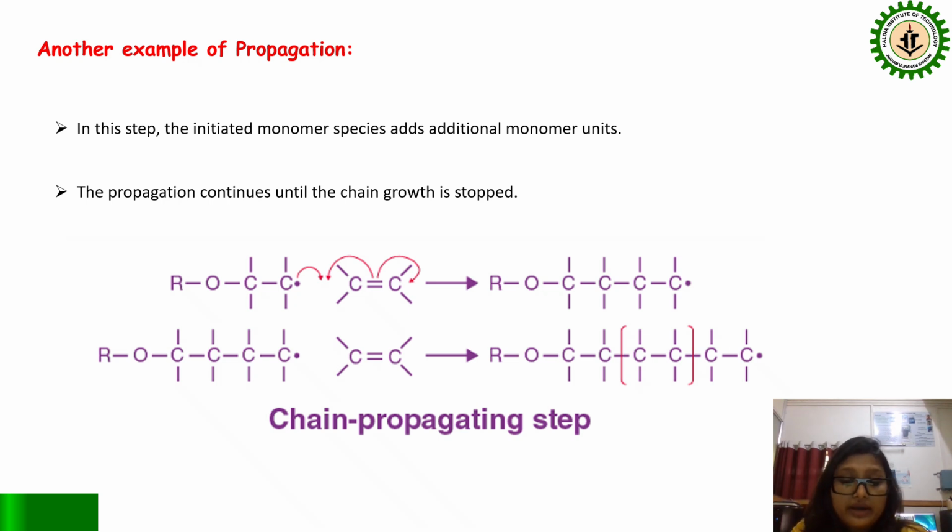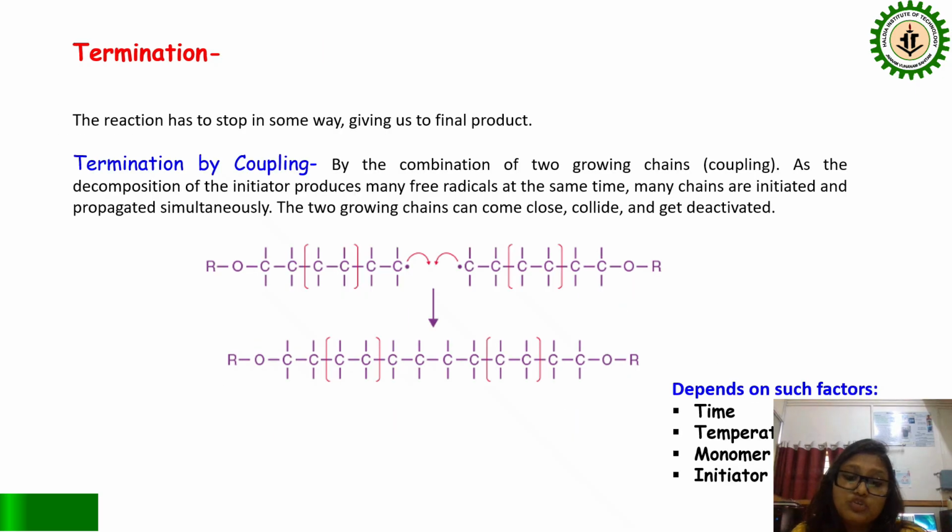Here R-O-C dot is the radical unit which was formed by the attack of the initiator, but now it is attacking the monomer again, which goes on further and further. So this is what propagation is. Now the chain has to stop, and it is necessary that propagation stops so that we get the final polymer product. This is what we call termination.